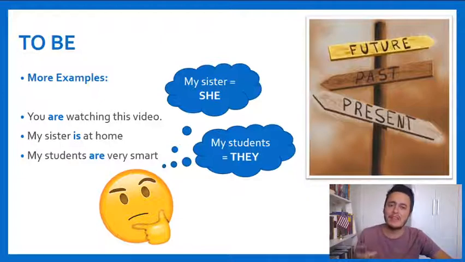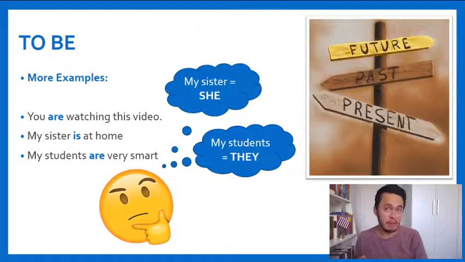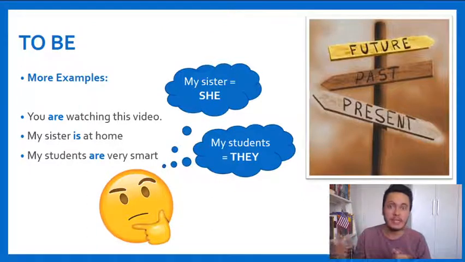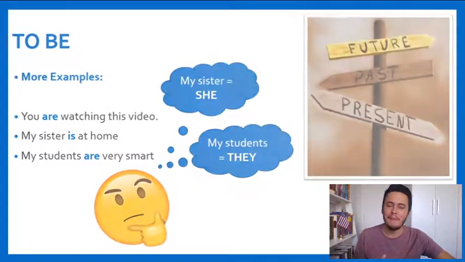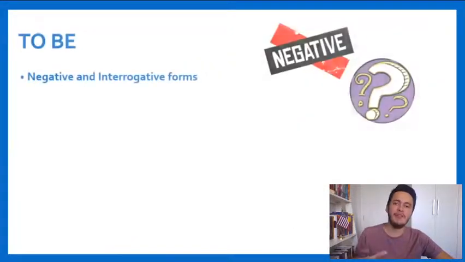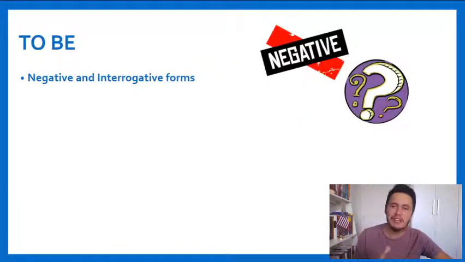So you need to think that sometimes we use a pronoun like I, you, he, she, it, etc. But sometimes you use a noun like my mother, my father, my teacher, okay, the car. You can use a pronoun or a noun. But what you need to know is the equivalence. For example, my sister, she. My students, they. Okay?